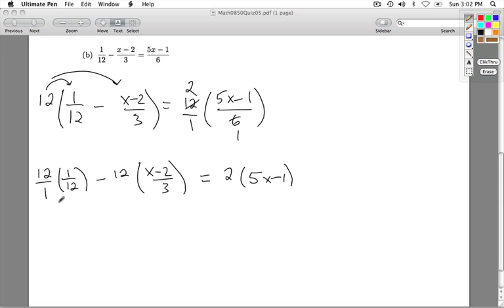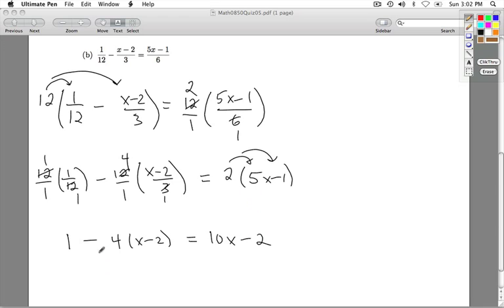On the left-hand side now, I can multiply. These cancel out, and I get a 1 minus 12 over 1 cancels. 4 times the quantity x minus 2. This is equal to, distribute here, that's 10x minus 2, so using distributive property.